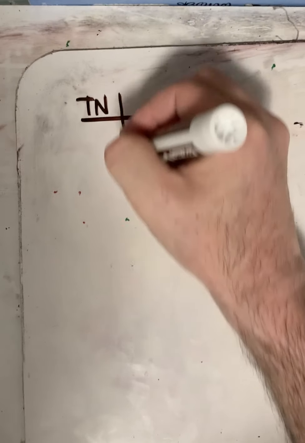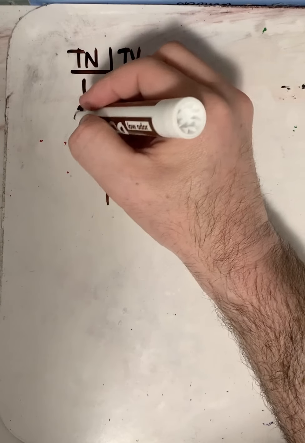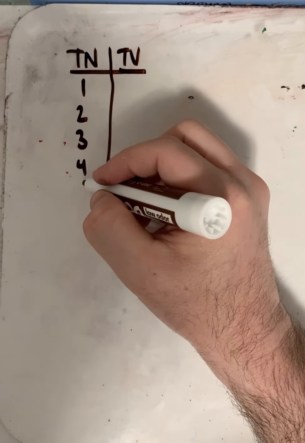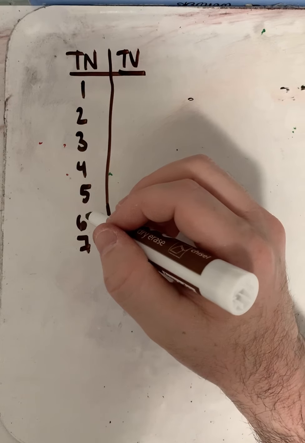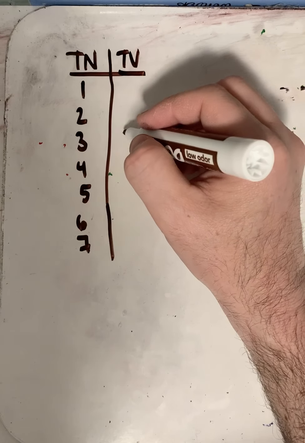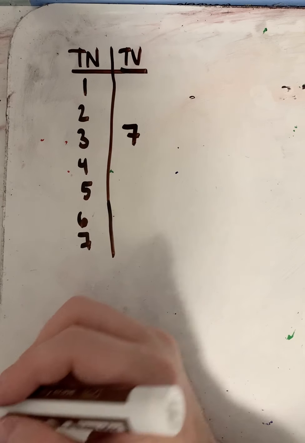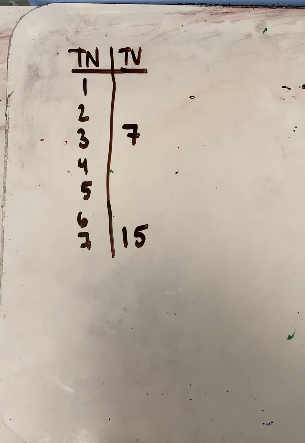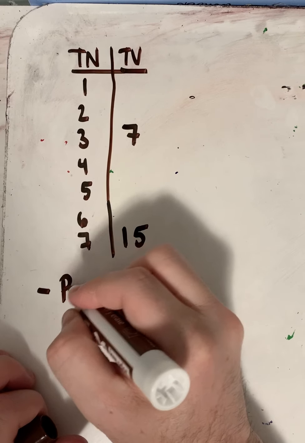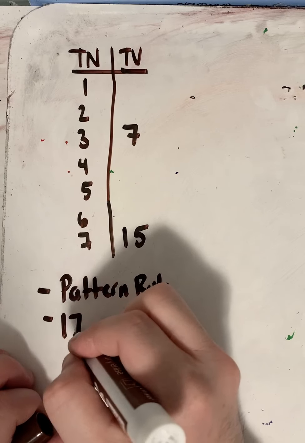Term number, term value. You're told that the third number in this term value chart is 7, and the 7th number is 15. And that's all you're given. And you're asked to find 2 things. You're asked to find the pattern rule, and then you're asked to find the 17th term.